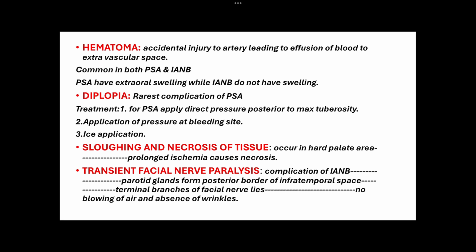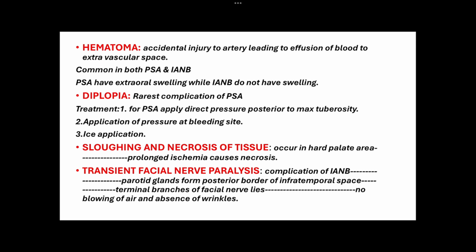Now let's see the next complication, that is hematoma. Accidental injury to the artery leading to effusion of blood into the extravascular space. It is common in both PSA, that is posterior superior alveolar nerve block, and inferior alveolar nerve block. In PSA, there will be extraoral swelling, but in inferior alveolar nerve block, there will not be any swelling. So this is how you are going to differentiate whether the injury is because of PSA or inferior alveolar. Okay.